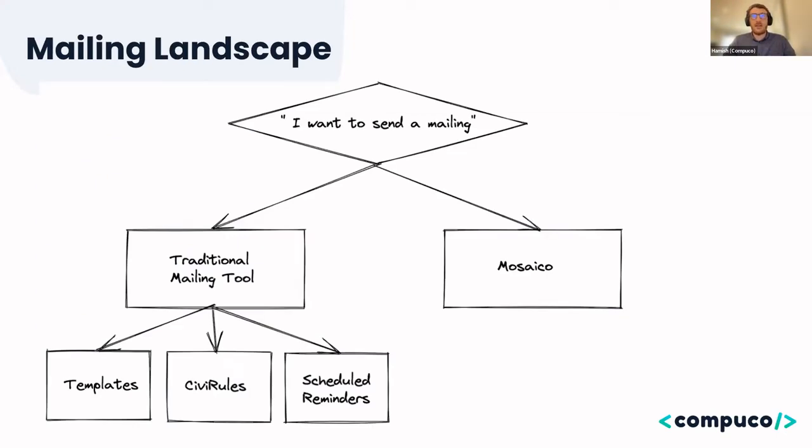So just looking at the mailing landscape, it's a bit simplified, but hopefully provides a guide in that Mosaico is a third-party but integrated mailing system into Civi. So essentially your first decision is always whether to use Mosaico or the standard mailing tool. It's worth noting as well that the features connected to the standard mailing tool, like some of the more detailed templates, Civi Rules and scheduled reminders, all refer back to the standard mailing tool rather than Mosaico. But we'll get into the details of what that is later.